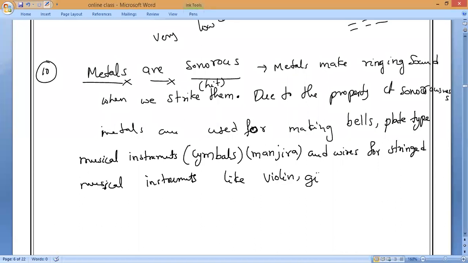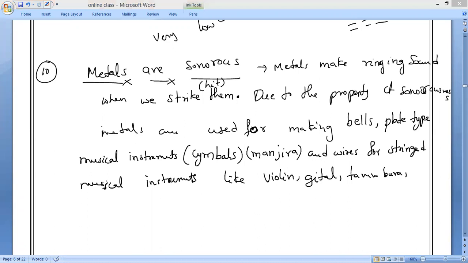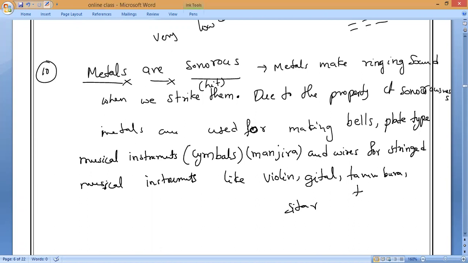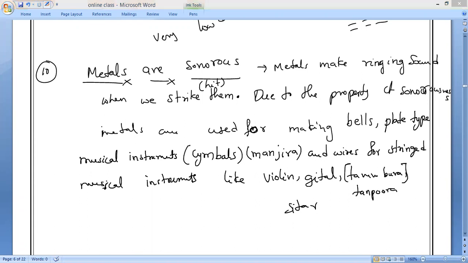Next, guitar, tambura. Next, tanpura, sitar. Okay, sitar. This is tanpura. We'll call it a tambura, but its spelling is tanpura. Sorry, sitar and etc.